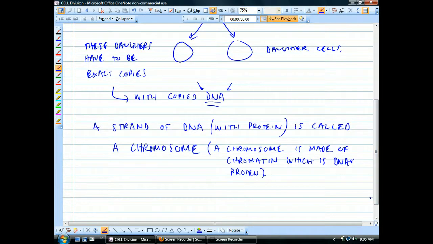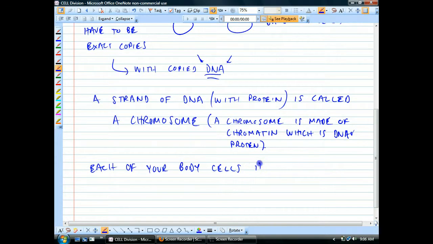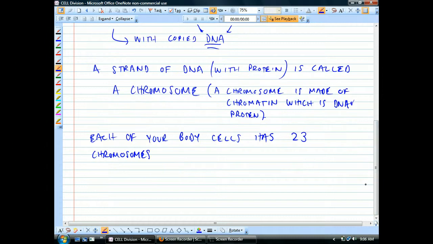Okay, each of your body cells, now, I say body cells because I'm not including sex cells. Sperm cells and egg cells don't work exactly the same way. Each of your body cells has 23 chromosomes. Well, the sex cells do also, but they only have one copy of each. Each of your body cells has 23 chromosomes. You might say it looks something like this. There's 23 strands.